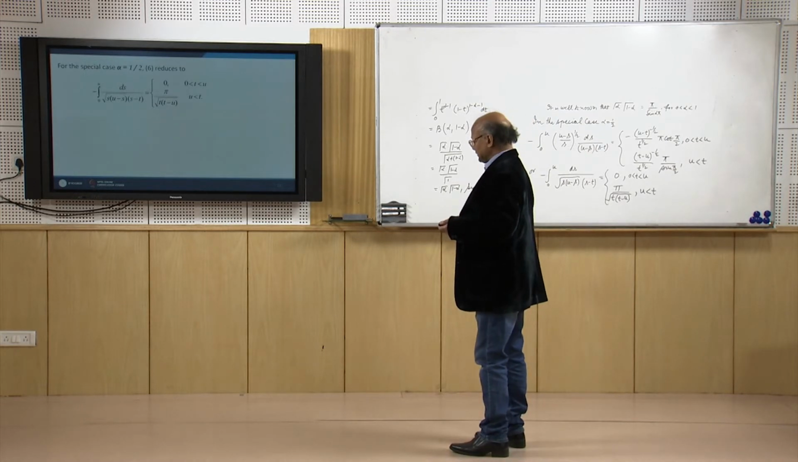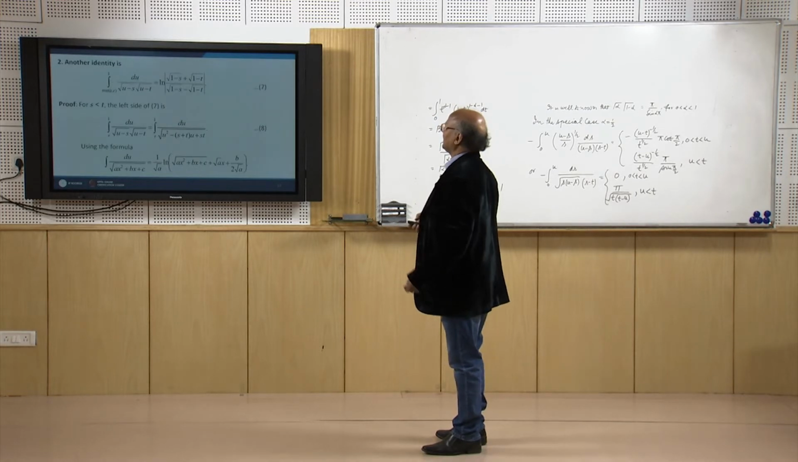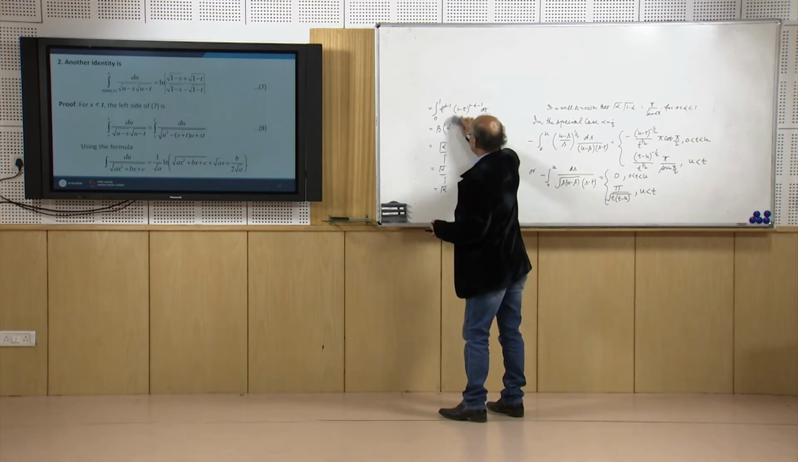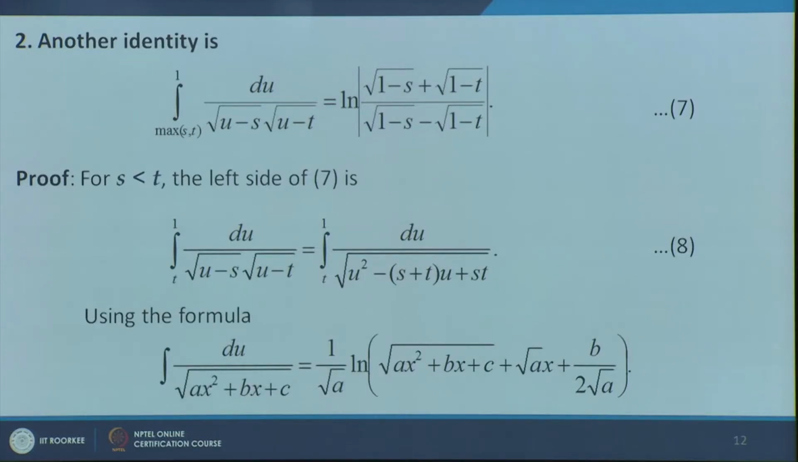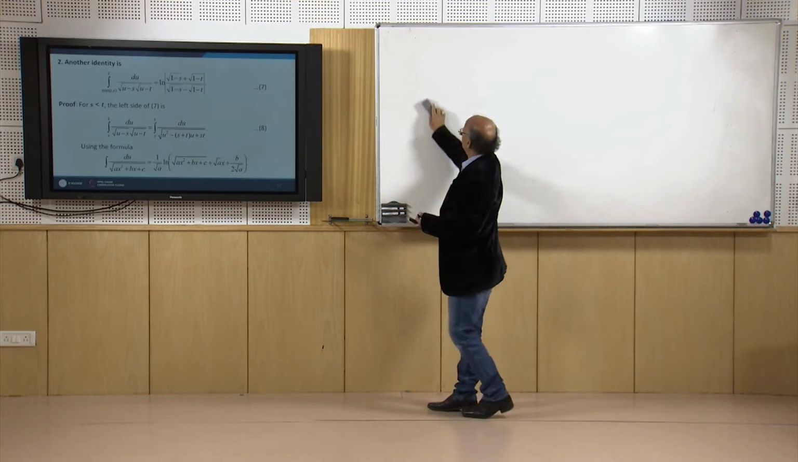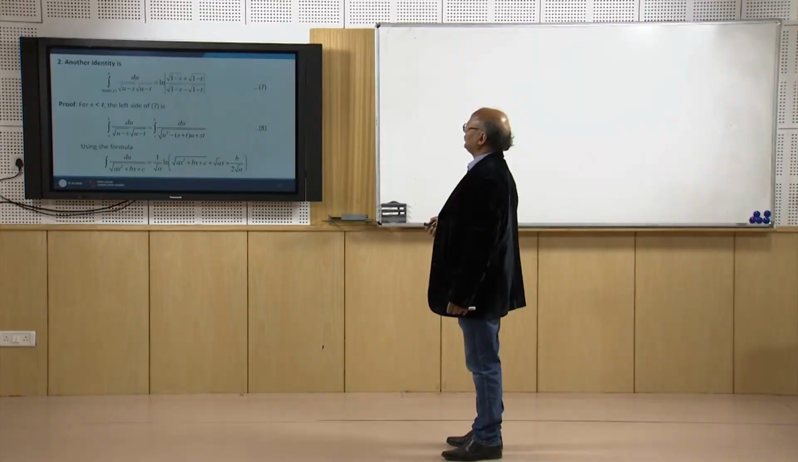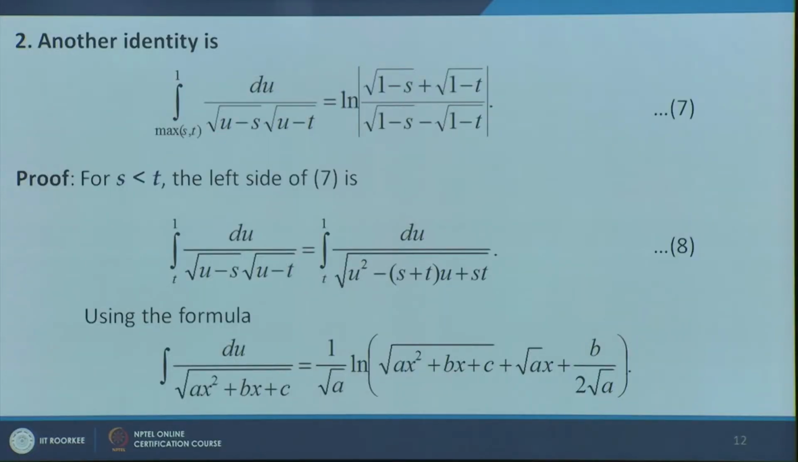So we will make use of this identity when we discuss the solution of the Cauchy integral equation on a real line. Now, another identity let us discuss. We are going to integrate du upon square root (u minus s)(u minus t) over the interval maximum of s, t to 1, and we will show that it is equal to ln mod of (square root 1 minus s plus square root 1 minus t) over (square root 1 minus s minus square root 1 minus t).